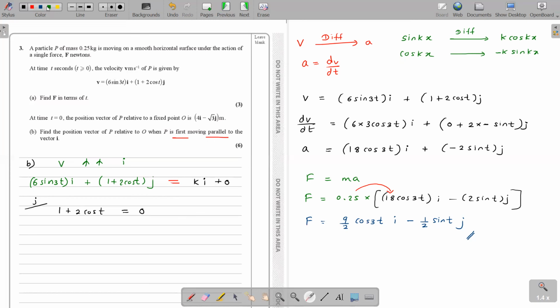And now solve this. This is now P2 trigonometry. So 2 cos t equals, here plus 1 goes to the other side as minus 1, right? Which means cos t is equal to minus half. Normally when you have trigonometry, you have multiple solutions, but they want the first one.